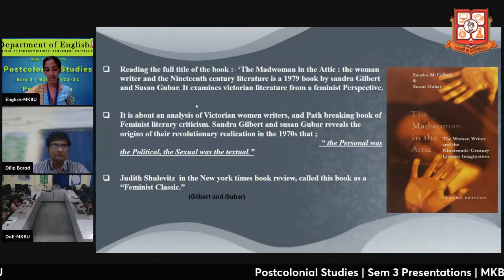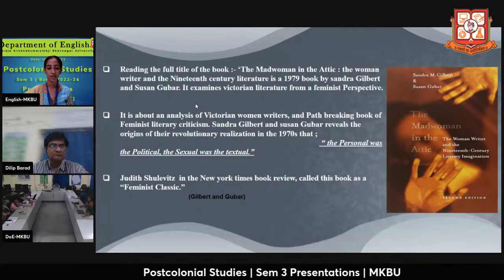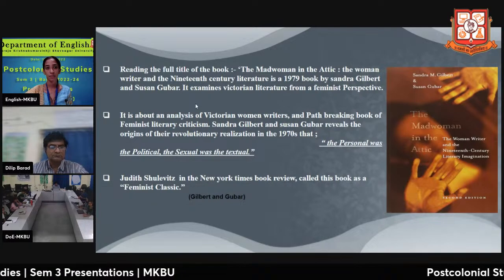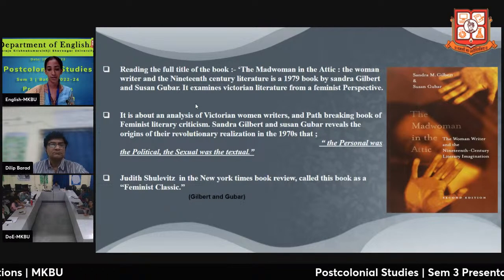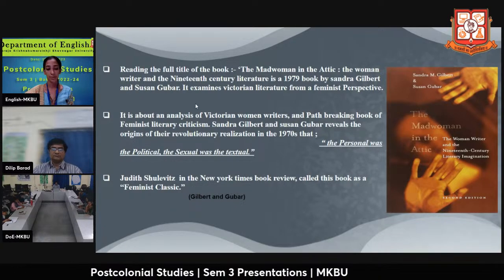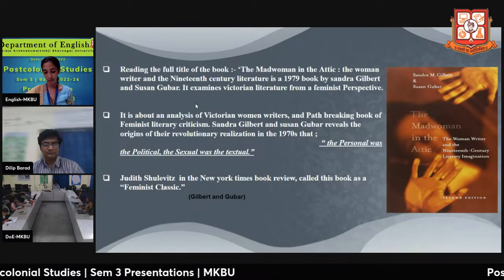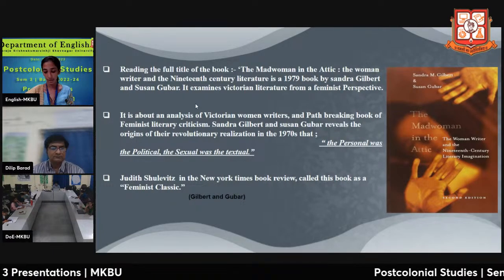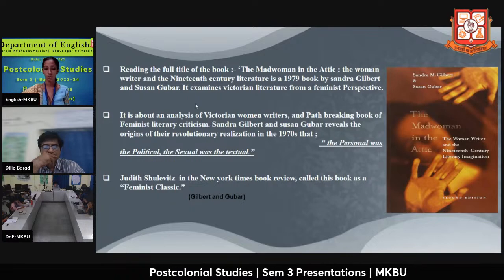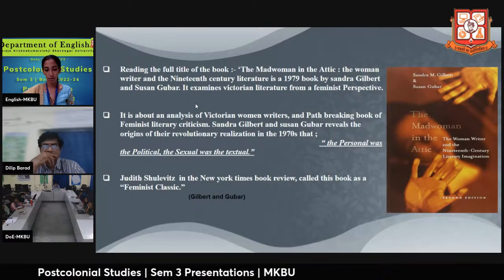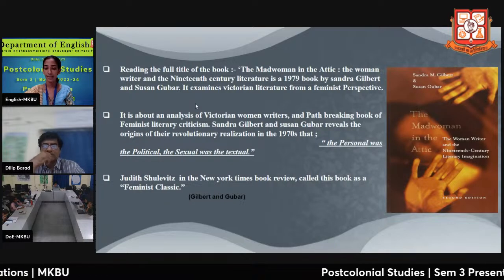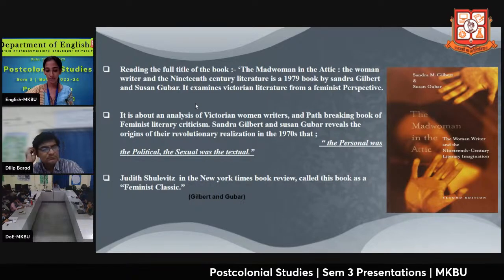So this slogan, the personal was the political and the sexual was the textual, is a slogan by feminist writers, and it highlights that political and social issues can be explained in the text the way they want. It is not associated with the broader political and social context. So that is how this slogan emerged between the 1960s and 1970s. So that is the feminist slogan.